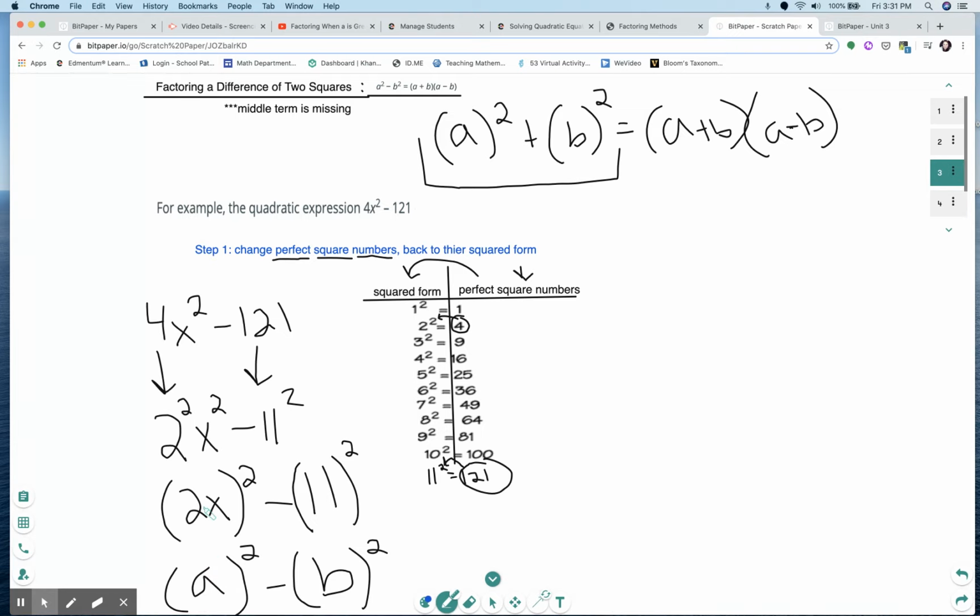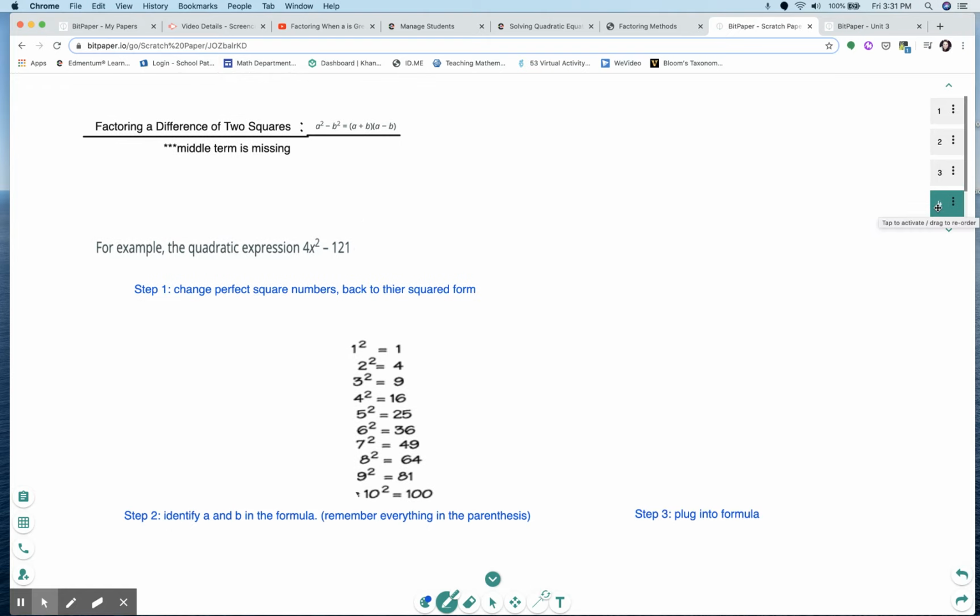You can see that there's something in the parentheses squared, minus something inside parentheses squared. So you can see these are set up very similarly now, and we can easily identify what A is and what B is, because it's just whatever is inside the parentheses. Okay, and that's our next step. So let's move on to the next thing.